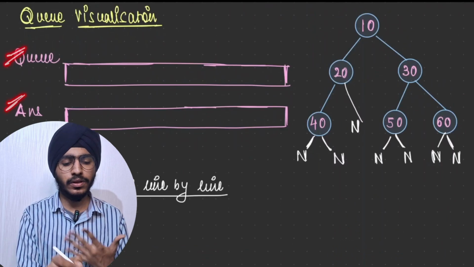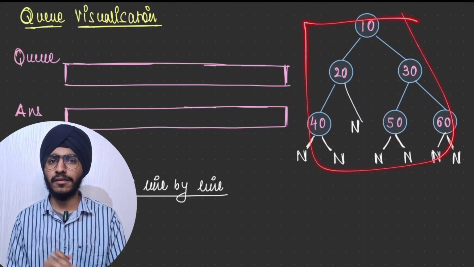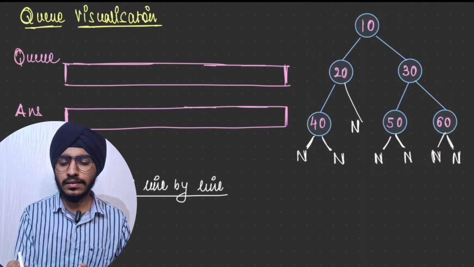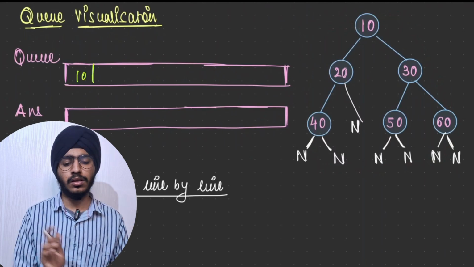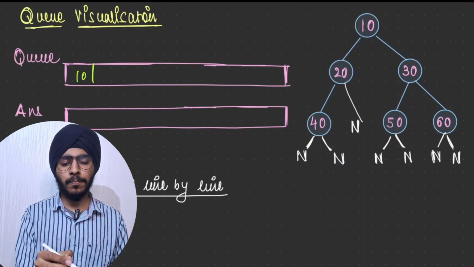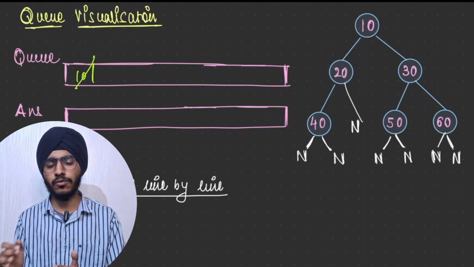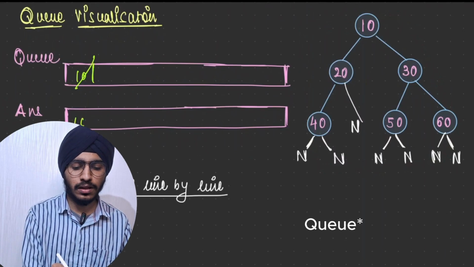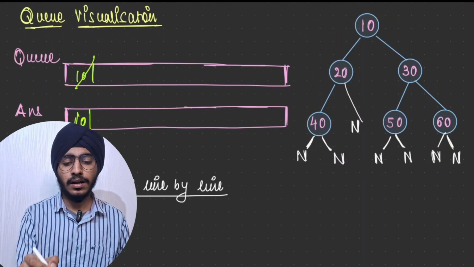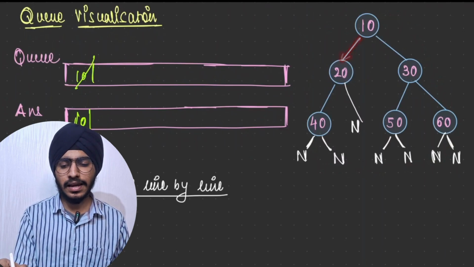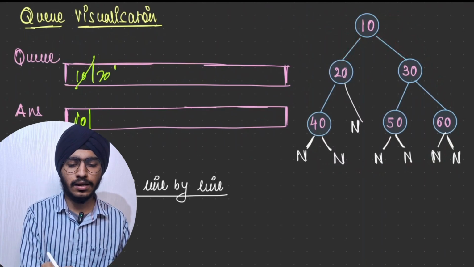So this is the queue and this is the answer array, and this is a binary tree on which we are going to perform the level order traversal. Let's start. We'll say this is 10. First, let's push the 10 into the queue. Now we pop 10 from the queue and push it into the answer. Now 10's left is 20, 10's right is 30. Push both of them into the queue. So we push 20 and 30.